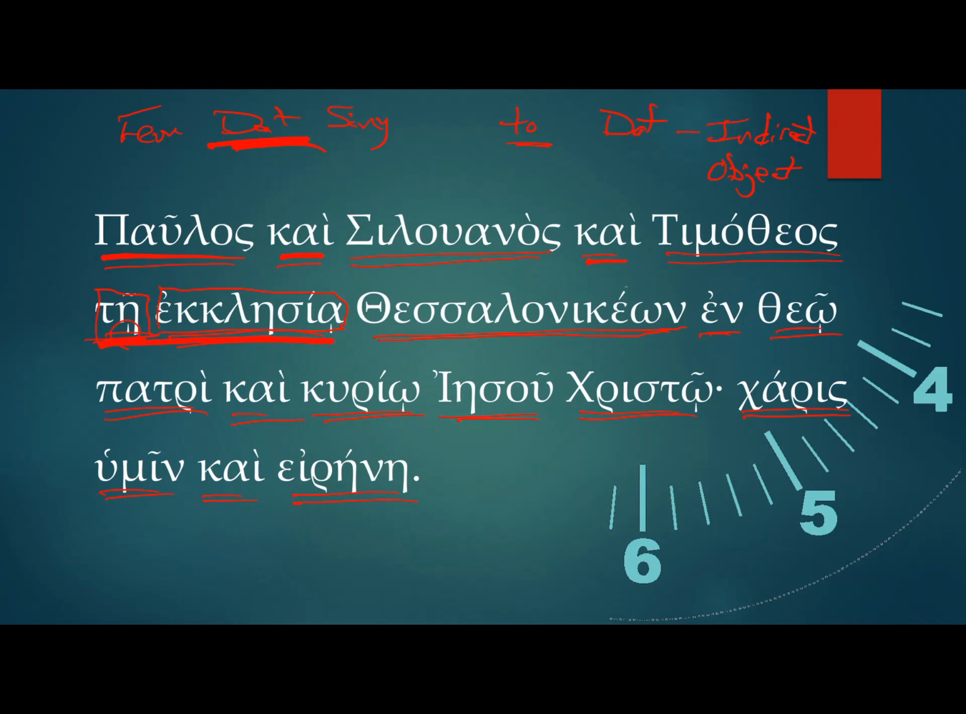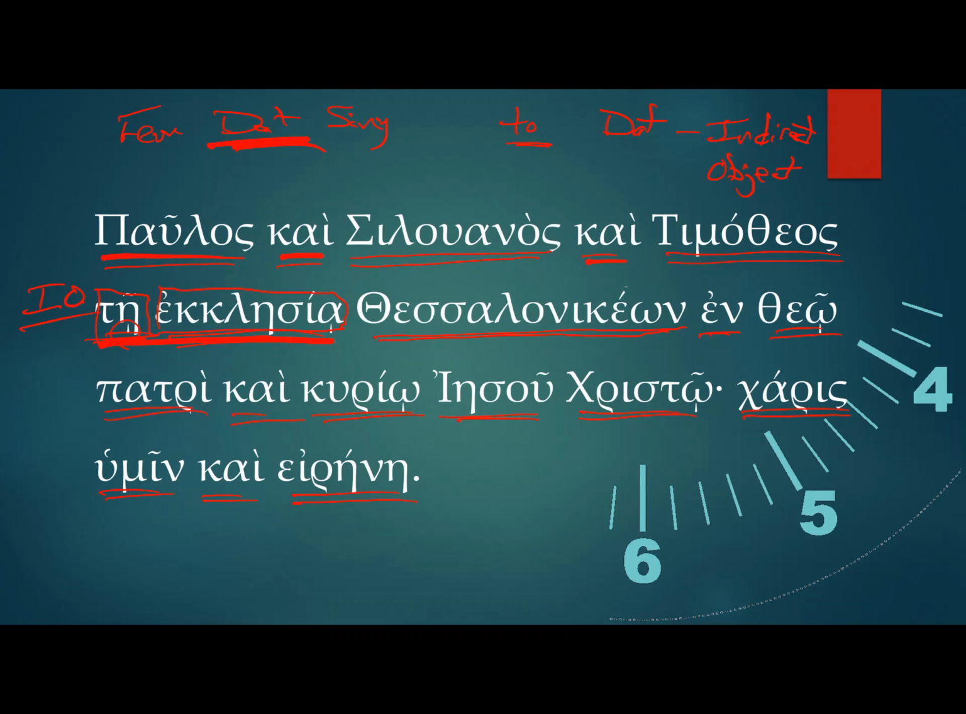Paul and Silas and Timothy to the church. They are writing this letter. So this letter, understood, is the direct object. To the church is the indirect object. So grammatically, te ecclesia is functioning as the indirect object in this sentence.